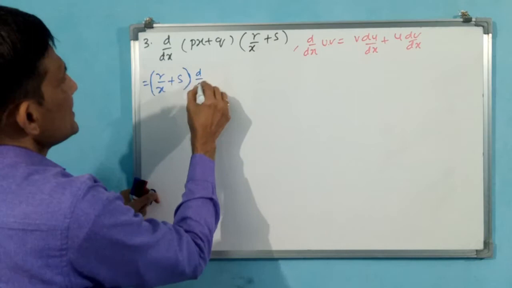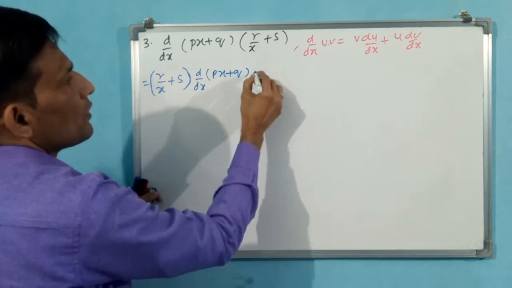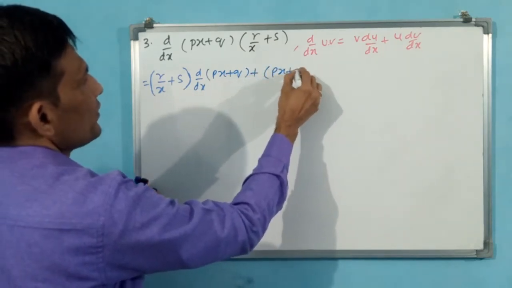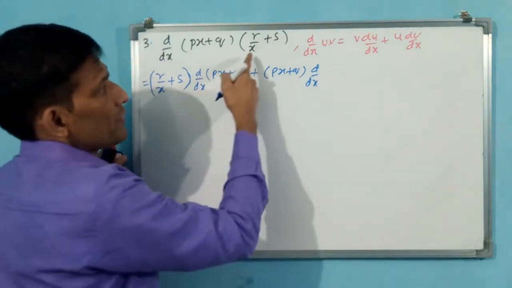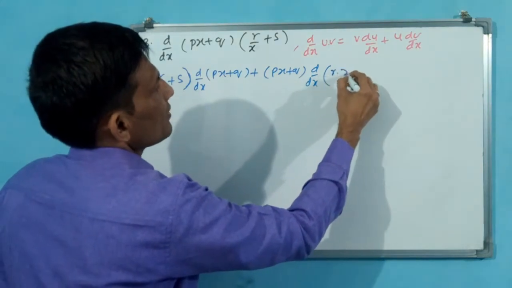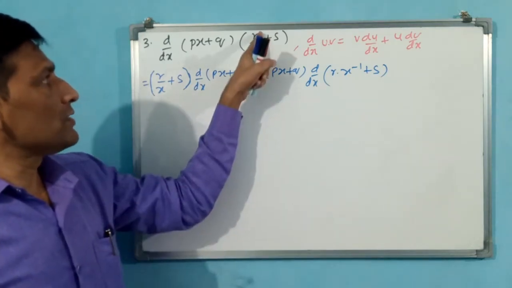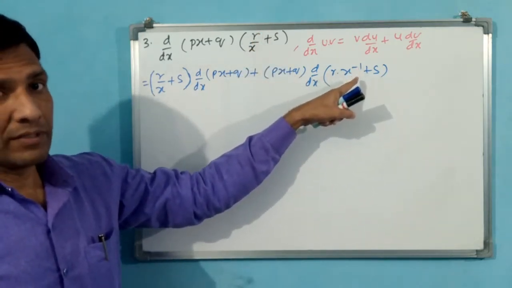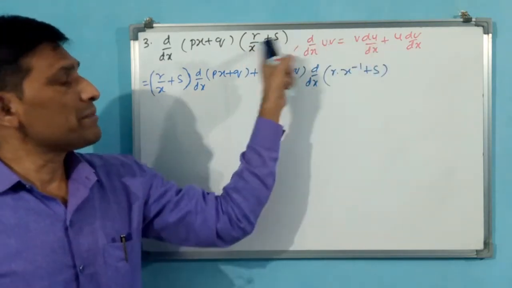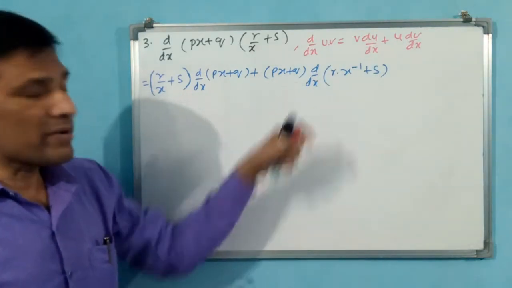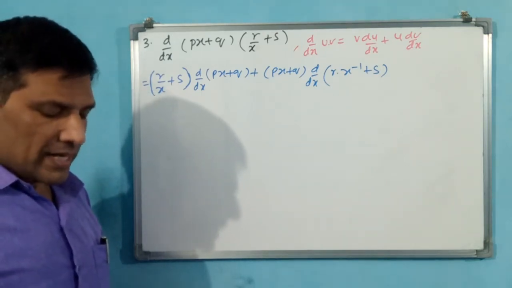d by dx; u means px plus q, plus u again, px plus q, right? d by dx of v. Now you carefully write. You see what I am writing? r into x power minus 1 plus s. Is it okay? Definitely okay. See, rather than r by x, I have written r into x power minus 1. Why? Because this is easy. Derivative of multiplication is easier than derivative of division. If r by x, again you have to make a division. That I can escape.